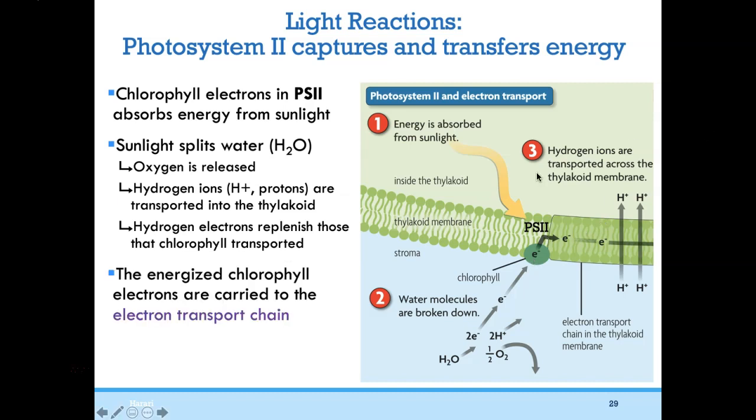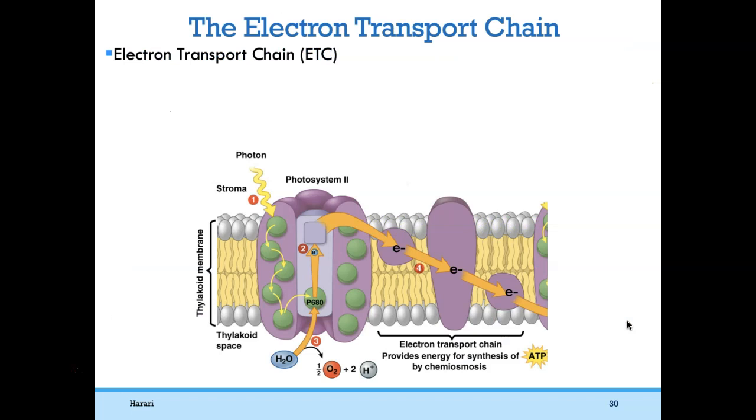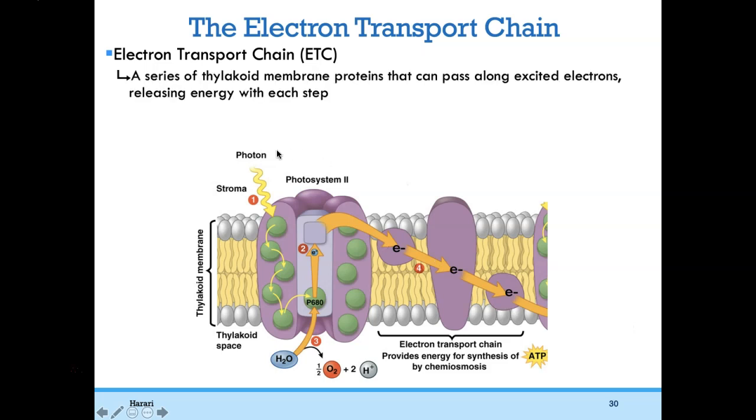So the electrons that were just energized by the sun are going to be carried to the electron transport chain. And that's where we're going to end off for now. So the electron transport chain is a series of thylakoid membrane proteins that can pass along excited electrons. So again, let's zoom out. This is the thylakoid membrane.